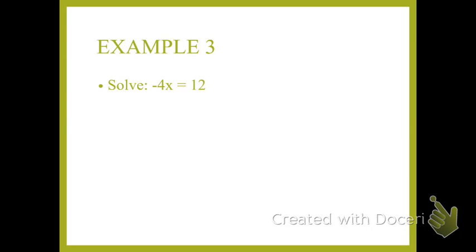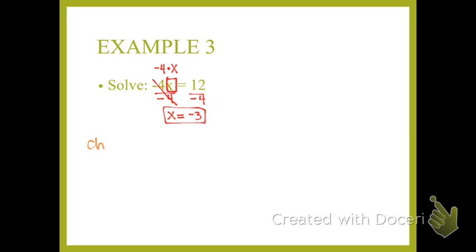Next, we've got negative 4x equals 12. The x is not by itself because there's a negative 4 as a coefficient. Although it's not written, remember that negative 4x is the same thing as negative 4 times x. So the inverse of multiplying by negative 4 is dividing by negative 4. Negative 4 divided by negative 4 is 1, and 1 times x is just x. So in other words, that cancels out and isolates the variable for us. 12 divided by negative 4 is negative 3. So my answer is x equals negative 3.